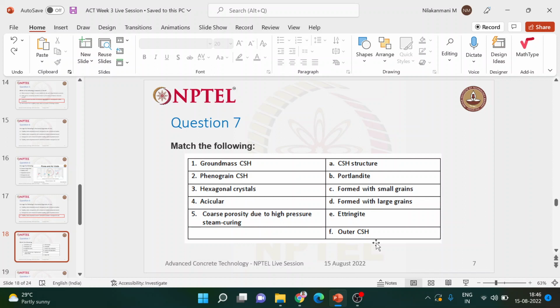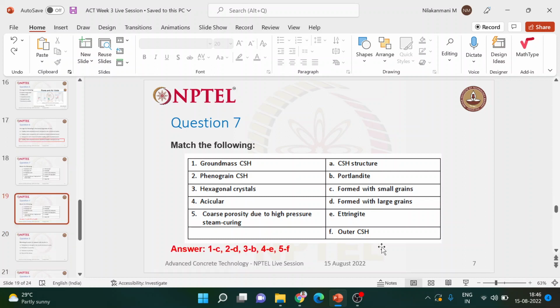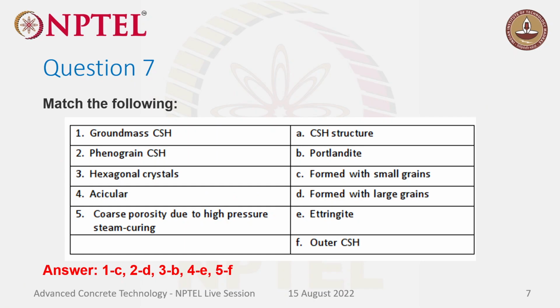Okay, time is up. Let's see the explanation for this question, the answer for question 7. Let's see how many of you have got it right. Coming to ground mass CSH, the correct answer is option C. It's nothing but outer CSH. Outer CSH will be formed with the fine, smaller grain. So option C is right.